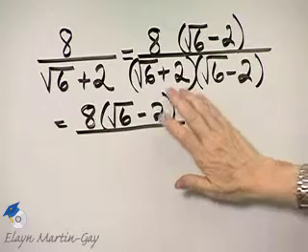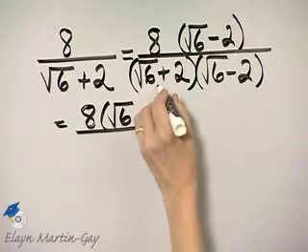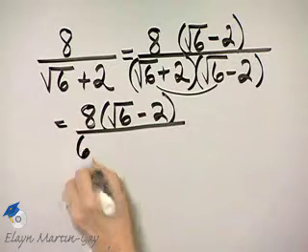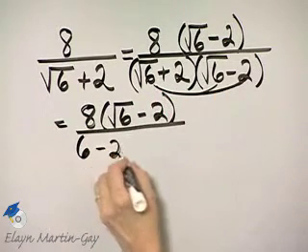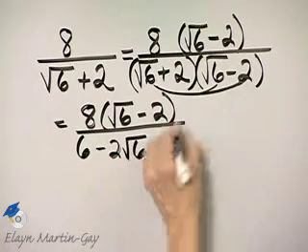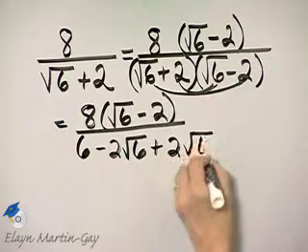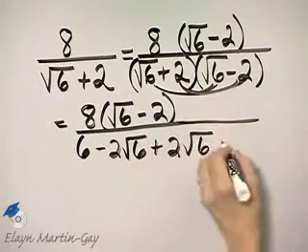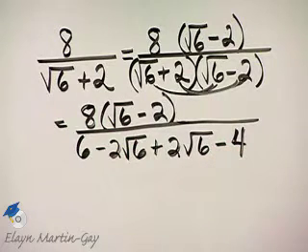We can think of this as a binomial times a binomial, so let's use the FOIL order. What is the square root of 6 times the square root of 6? Got to start learning that. It is 6. And then this is minus 2 square root of 6. This is plus 2 square root of 6. And then what is last times last? Be careful, the sign is negative. 2 times 2 is 4.